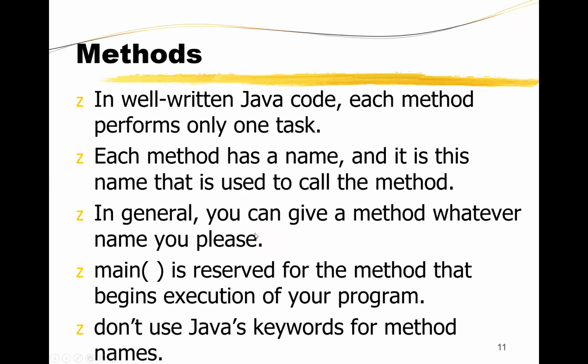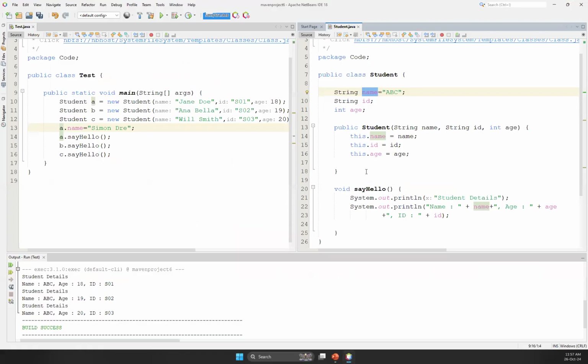Now a method has a return type and a method name, and you also use the round brackets, open and close, to define it as a method. You can provide any name for a method. Main is also a method, but that is a reserved method which starts the execution of the program. You can't use Java keywords for method names. Right now we declared a method called sayHello.